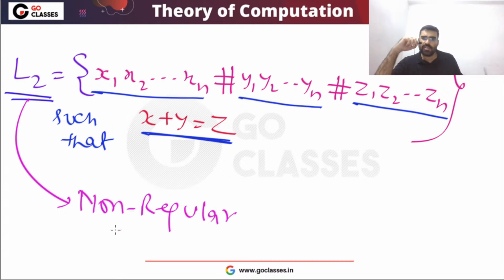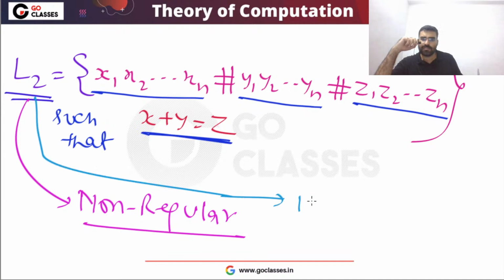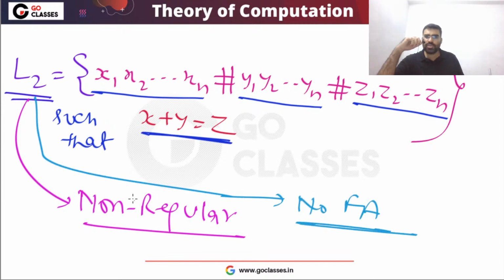This is non-regular. There is no DFA for this language. There is no finite automata for this language. Now you tell me, so can I say finite automata cannot do addition?